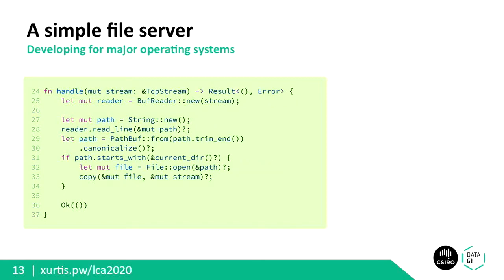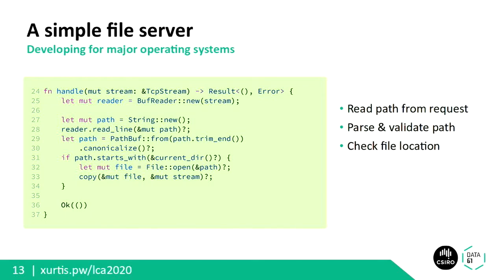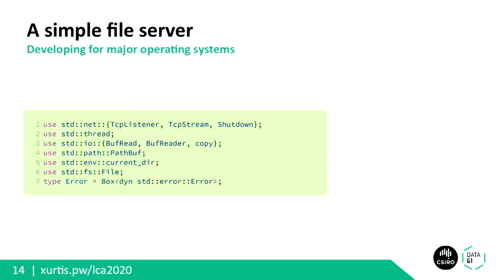And then in our handle function, which is called in this new thread, it's going to start reading information from this network stream. It's going to read in a string, convert it to a path, validate that path, and make sure it's correctly formatted. It'll check that the location of that file is somewhere in the subdirectory of the current location that this program is executing. It will then open that file and then just read the contents of that file out to the network.